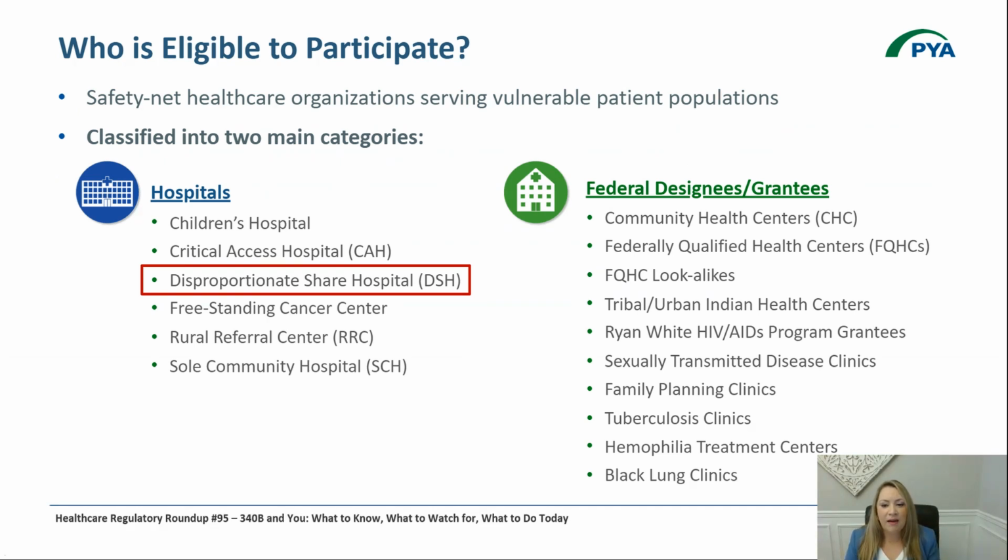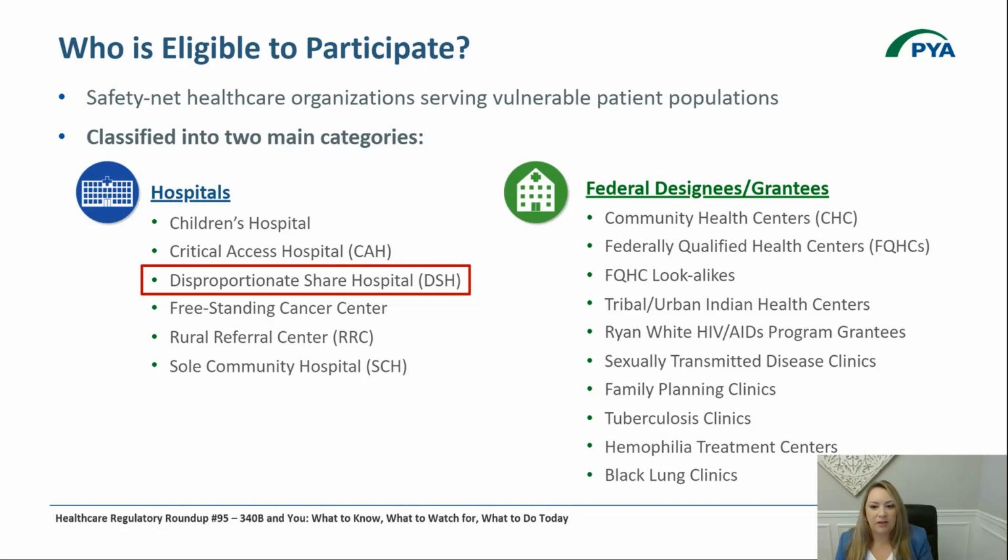So when we think about eligibility, everyone cannot participate in the 340B program. You have to meet certain criteria to be eligible to enroll, to sign up through HRSA to participate in the program. Essentially, there are two categories of eligible entities. There are hospitals that are eligible, as you can see on the left side of this slide, as well as federal grantees on the right.